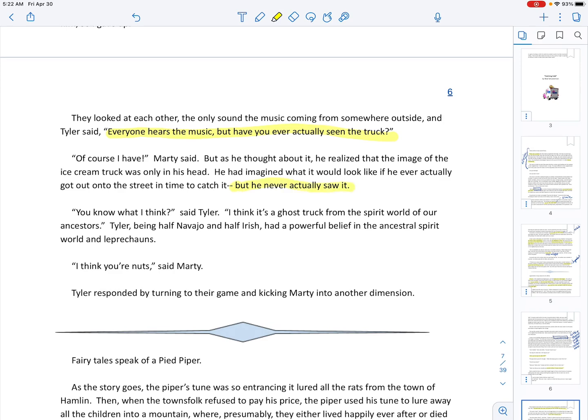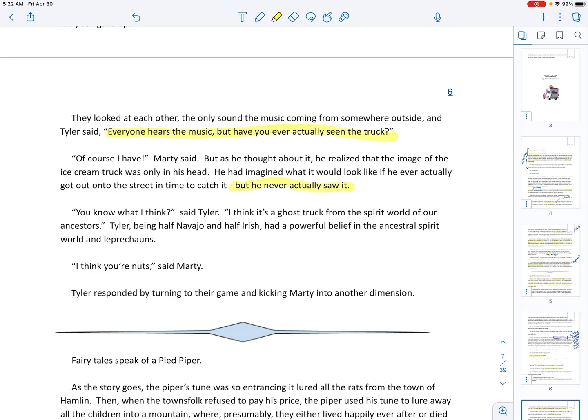"Ooh. You know what I think?" said Tyler. "I think it's a ghost truck from the spirit world of our ancestors." Tyler, being half Navajo and half Irish, had a powerful belief in the ancestral spirit world and leprechauns. "I think you're nuts," said Marty. Tyler responded by turning to their game and kicking Marty into another dimension.